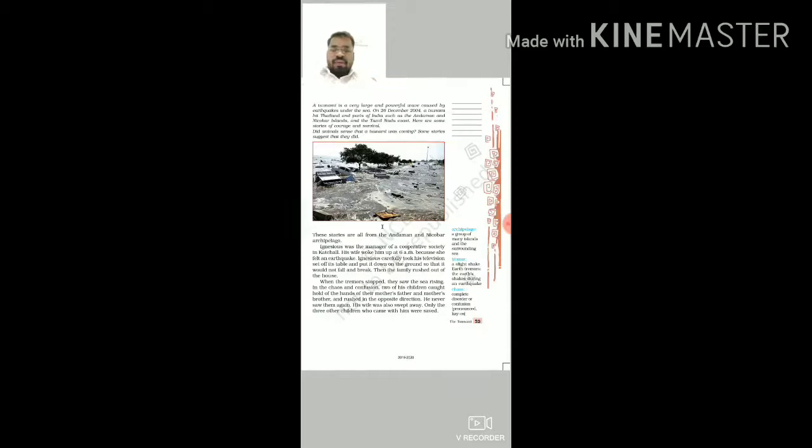His wife was also swept away. No one left. Only the three other children who came with him were saved. Means his family was completely destroyed. Those three other children who came with him were saved. Means Ignatius' wife, Ignatius' two children, Ignatius' father-in-law and his brother-in-law, they all were drowned or swept away. Next.